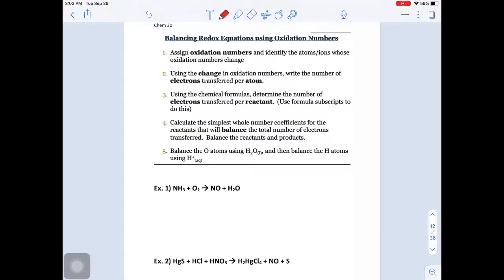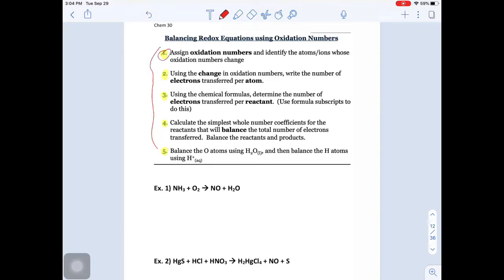So here we're going to use oxidation numbers to balance a reaction. These are the step-by-step processes that we're going to do. Some things you're going to have to note is sometimes you're going to have to do it a little differently depending on the types of questions. But these methods usually work pretty much every time. It's just those more complex ones that might change it a little bit.